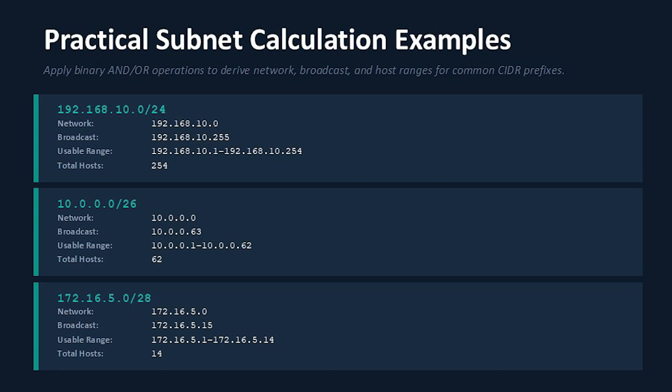172.16.5.4/28 has, the network is .5.0, the broadcast is .5.15, which gives you 14 total addresses that you can actually assign.